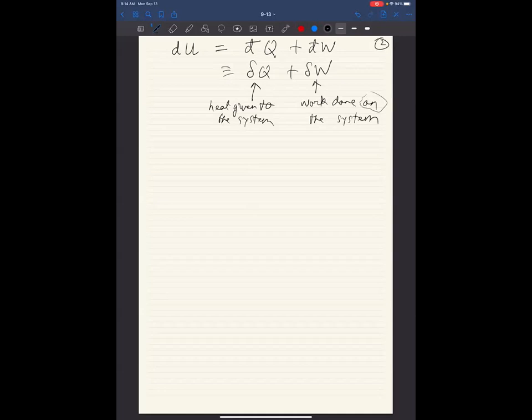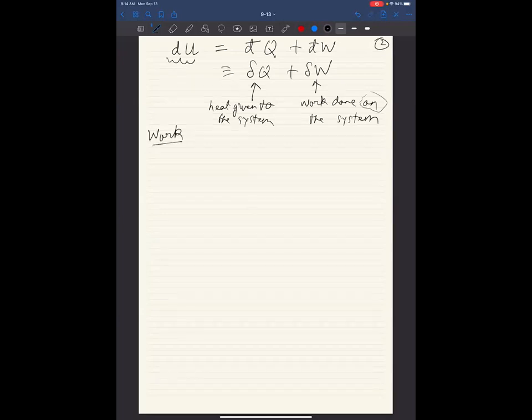So we talked a little bit about U. We showed how it's very easy to calculate for an ideal gas. It's almost boring. Let's talk about delta W, the work done on a system, how to calculate it, what does it really mean? And then after that, we will talk about the heat given to the system. So let's talk about work.